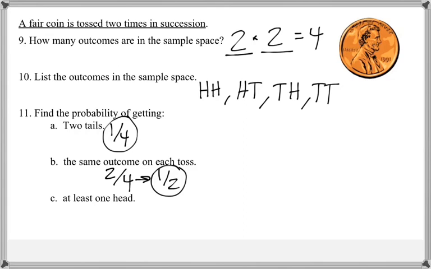And then part C says at least 1 head. So at least 1 would be tails heads, heads tails, and heads heads. So this is a 3 out of 4 chance.